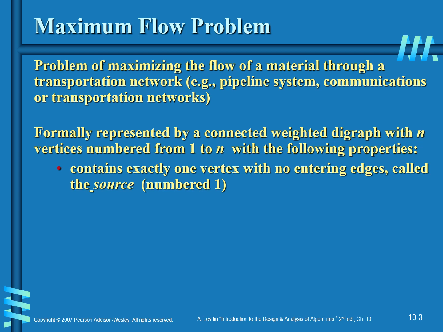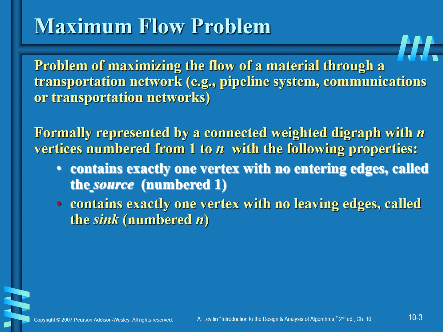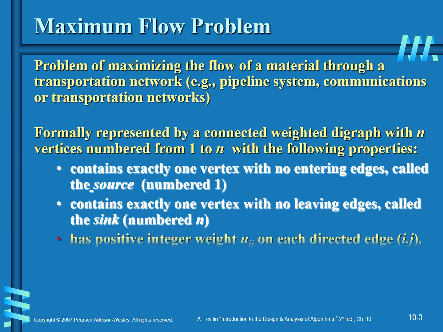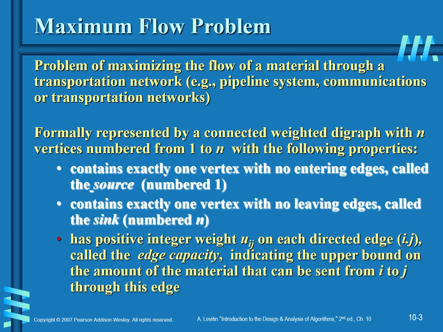So how can you model this problem? You can represent this max flow problem as a connected weighted graph with n vertices, with the following properties. It has to contain exactly one vertex with no entering edges, which we call the source, and it contains only one vertex with no leaving edges, called the sink. That's where you have to send the material from source to destination.